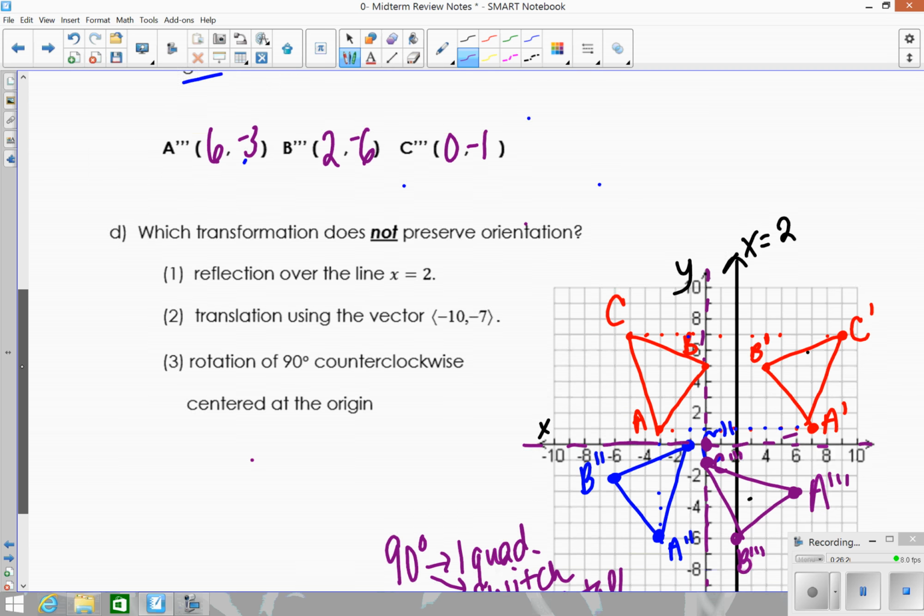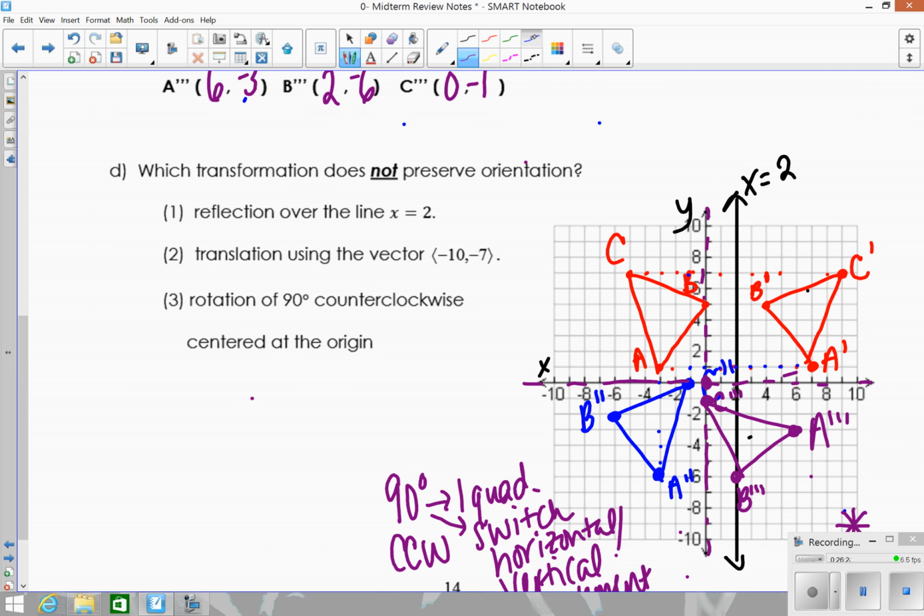And then the last part here is which one does not preserve orientation. The only one that does not preserve orientation is going to be any reflection that you do. So if it's a single reflection, the only one that was a reflection is number 1. So translations and rotations preserve orientation. It's reflections that don't.